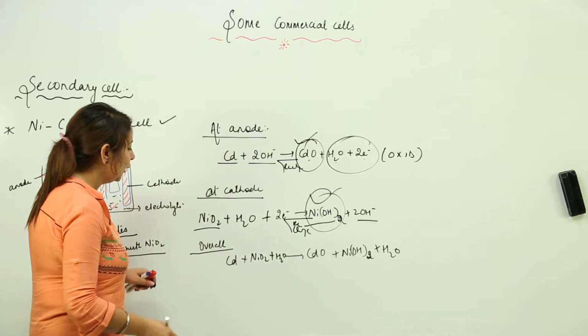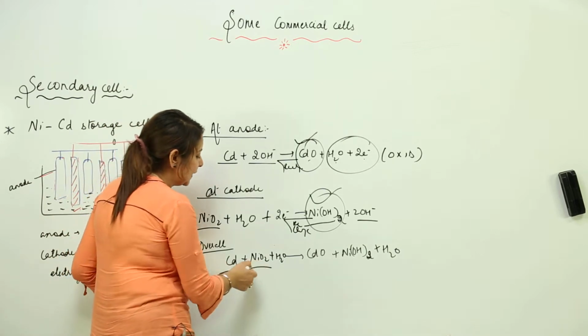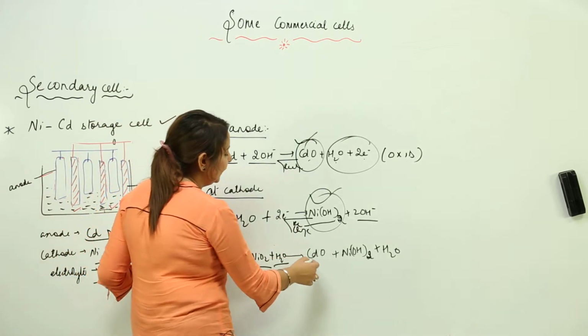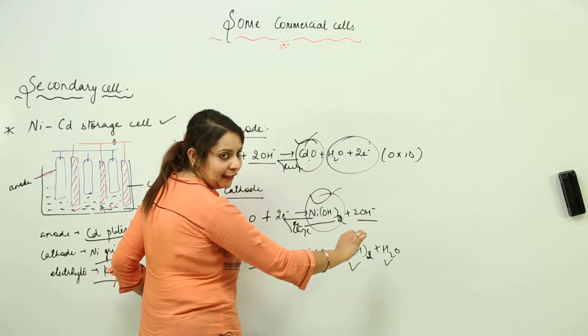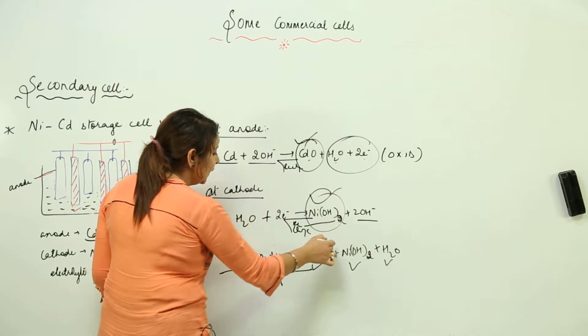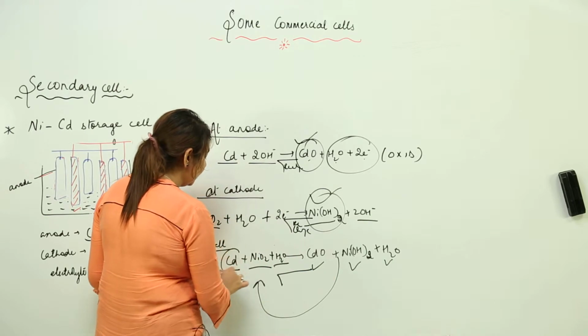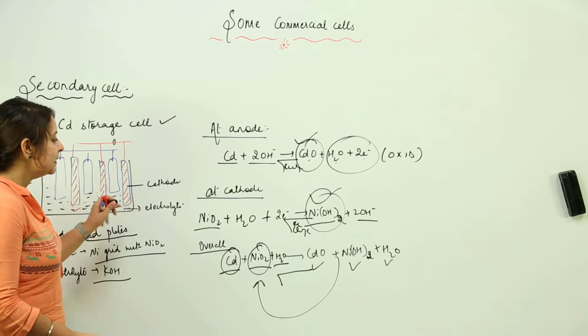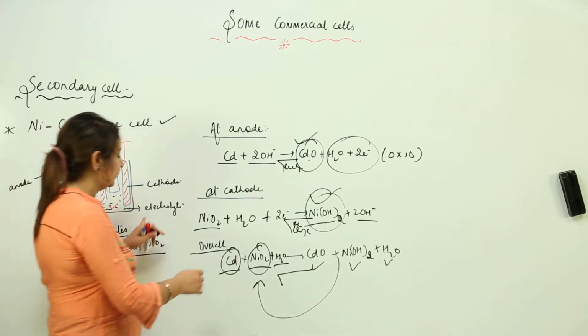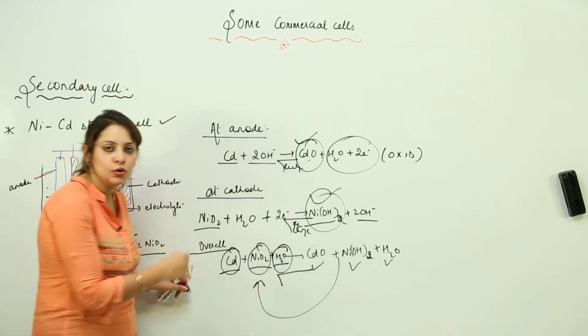And if we look at the overall reaction, it is cadmium plus NiO2 plus H2O forming cadmium oxide, nickel hydroxide and water, and this is the spontaneous one. But when we are recharging, it again breaks up into the anode, the cathode, and we have the electrolytes also, right. Because we have the aqueous electrolyte, this H2O comes from there.